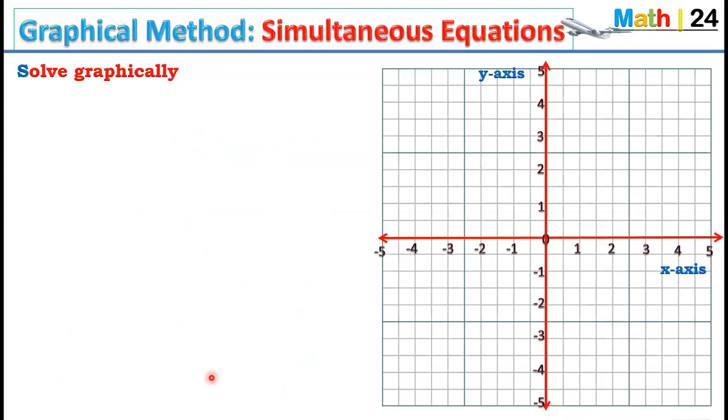Now let's look at solving these equations by the graphical method. After the graphical method, we'll look at the matrix method, and that will be the end of this particular episode. So by the graphical method, let's take an example. We have equation 1, x plus y equals 3, and x minus y equals 1.